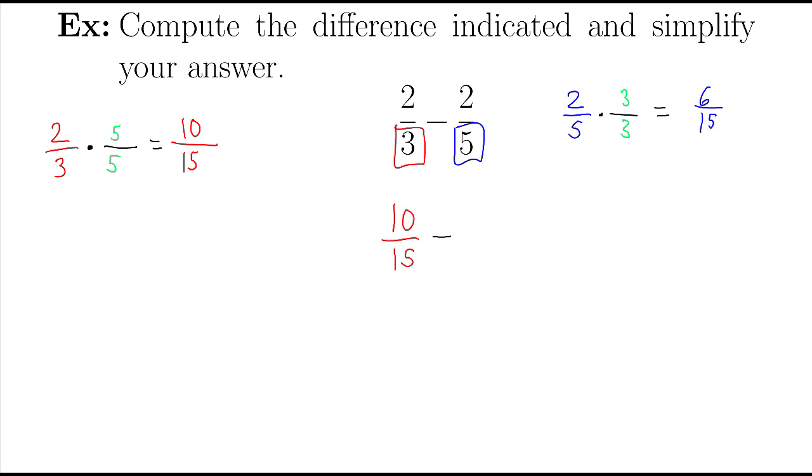minus 6 over 15. Okay, now what I don't want you to do is say 10 minus 6 is 4 and 15 minus 15 is 0, right? No, don't do that. So common denominator, you have 10 fifteenths minus 6 fifteenths. You're left with 4 fifteenths. And so that would be my answer, 4 fifteenths.